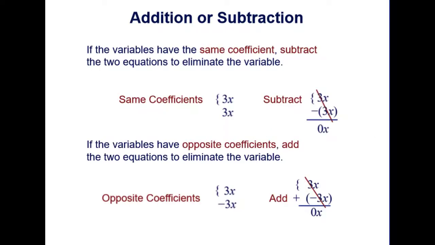If the variables have the same coefficient, you want to subtract the two equations to eliminate the variable. Here's an example: 3 and 3 for 3x and 3x. That's why we would subtract, because 3x minus 3x is 0. It's almost like adding a negative. If the variables have opposite coefficients, with the negative already in there, you just add the two equations to eliminate the variable. Opposite coefficients like 3x and negative 3x would add to 0x and go away.